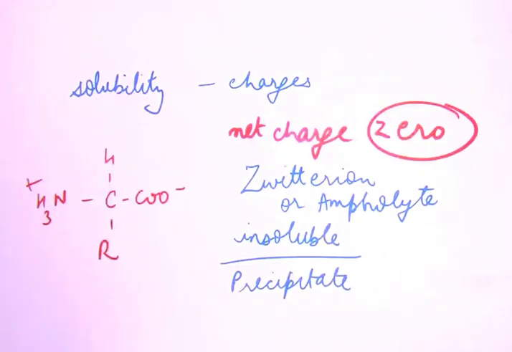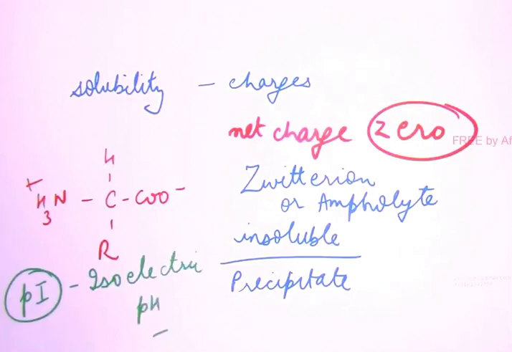Now there is a term pI. pI is isoelectric pH. It is that pH at which the zwitterion exists. So we can say that a protein will precipitate at its pI, because at pI the insoluble zwitterion is there. So the protein will come out of the solution, that is, precipitate out of the solution, right?